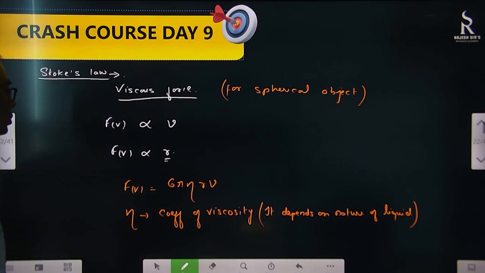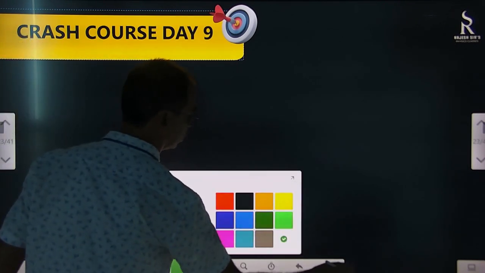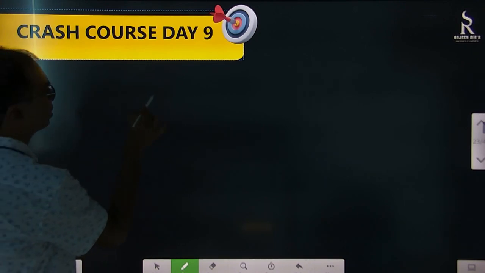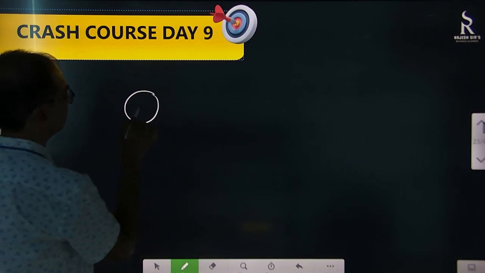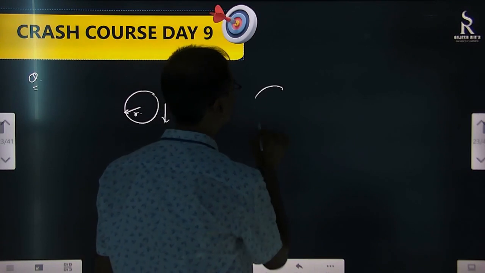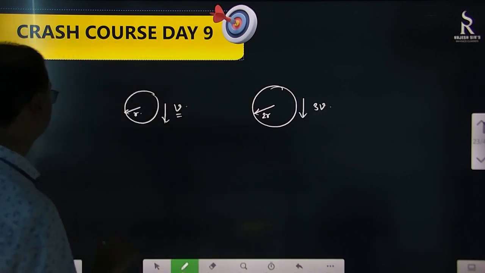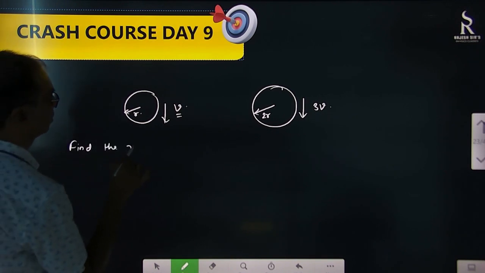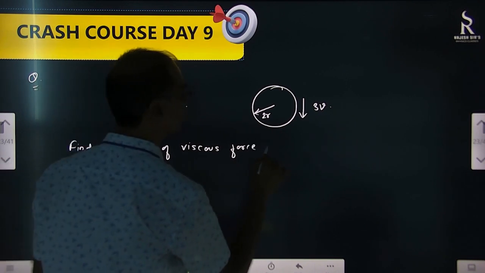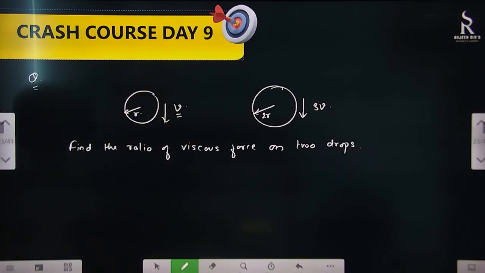Okay, right. Now on viscous force, there are certain questions. The question can be: suppose this is a sphere of radius r and it is coming down with speed v. Another sphere is there, its radius is 2r and it is coming down with speed 3v. Find the ratio of viscous force on the two drops. Okay, this is the question.